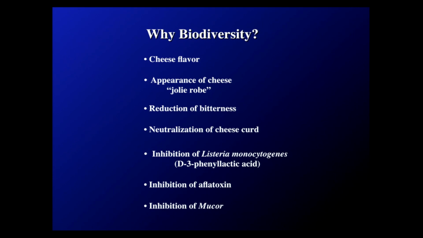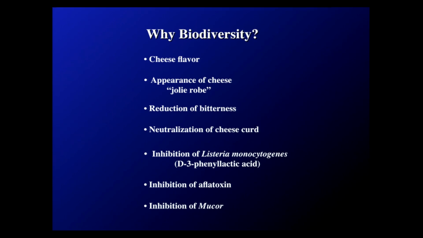Pia was speaking about that. And basically, their enzymes are breaking down fat and protein. And we are benefiting from the byproducts that they produce. So that's what gives cheese its flavor and consistency. Also, it gives the cheese a certain appearance. Like a Marcellino, they say it has a jolly robe because of the Geotrichum strain, and that's important.